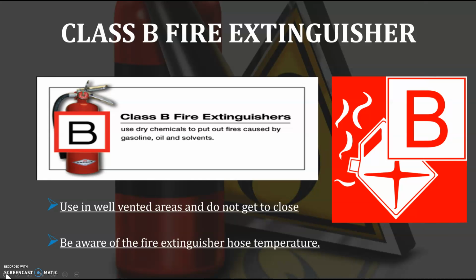Next class is Class B. Class B is used to put out fires caused by gasoline, oil, and solvents, combustibles, so it's similar to the others. You would want to use this in a very well-vented area and not get too close. Beware of the fire extinguisher hose temperature, for gasoline burns at a very high temperature.